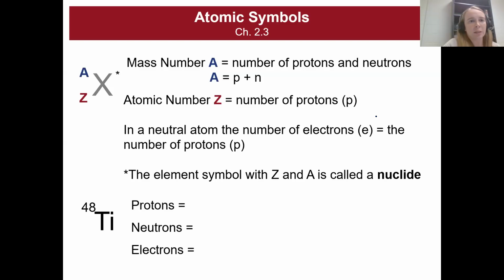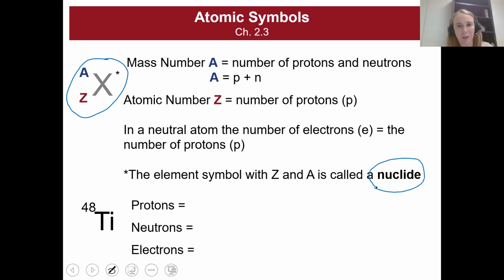Cool. All right, so let's talk about some new stuff. This is something we call an atomic symbol or a nuclide. I don't know why they call it that, but you will see both terms in your textbook, atomic symbol or nuclide, so you know what that means. The way that this works is you have the elemental symbol here. We can look down here at this example too. This is titanium. This could be anything. It could be carbon, could be oxygen, could be nitrogen. It's the elemental symbol for whatever element you're talking about.